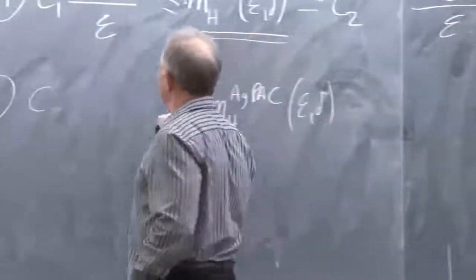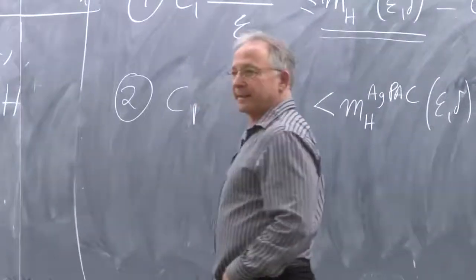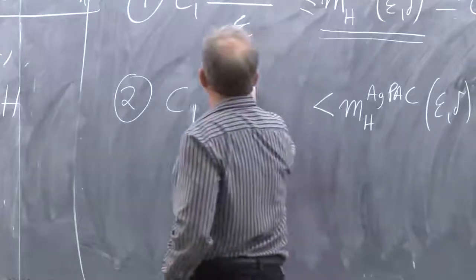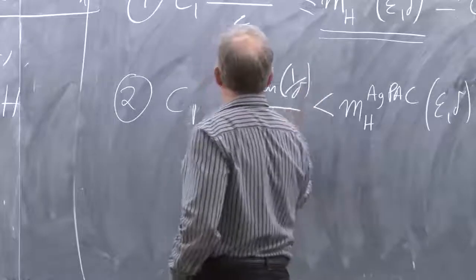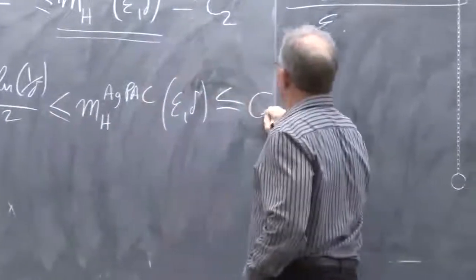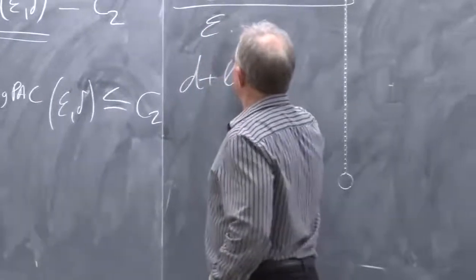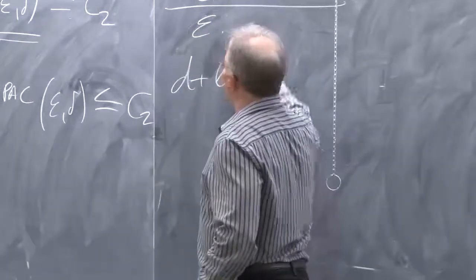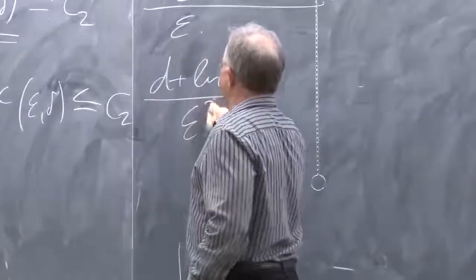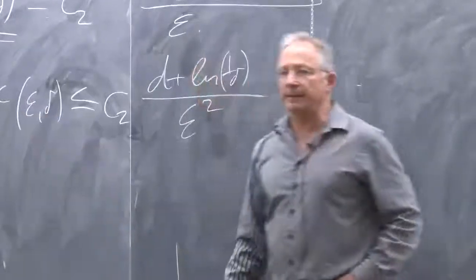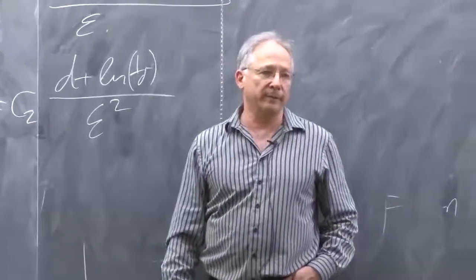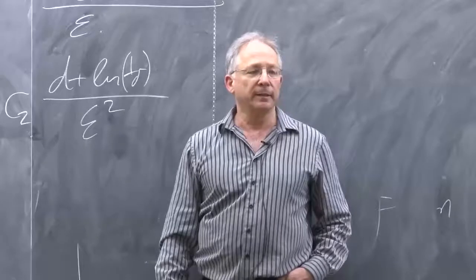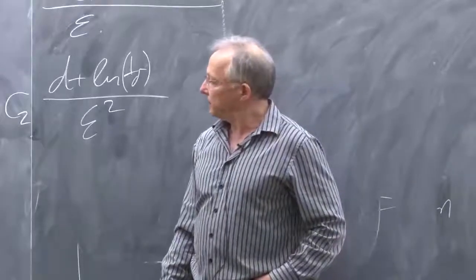And here I have an even more convincing statement. Here I have C1 times d plus ln 1 over delta, divided by epsilon square. And here I have C2 times d plus ln 1 over delta, divided by epsilon square. So in the agnostic PAC sense, the only difference between the upper and lower bound is just the constants. Yes? Should it be d over epsilon?